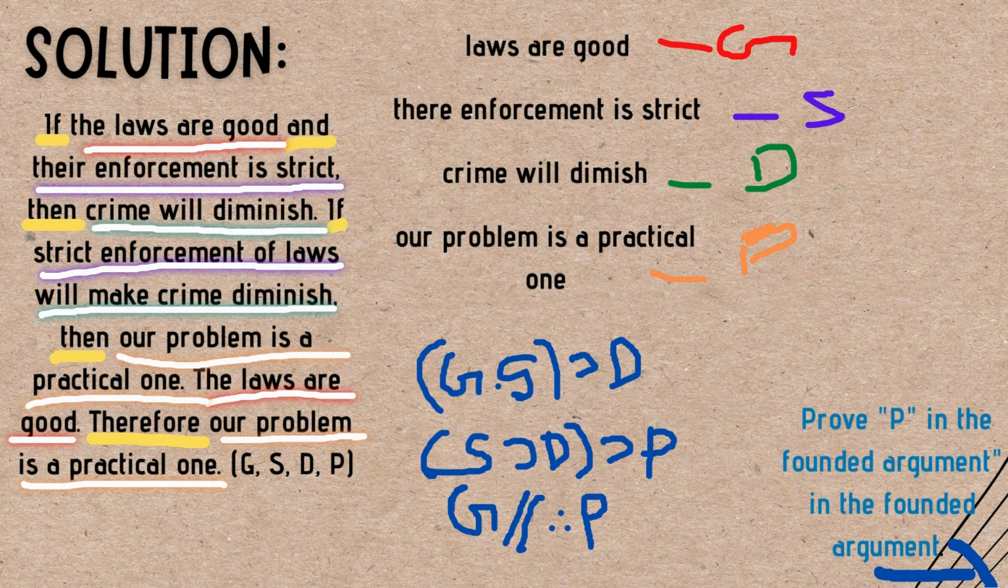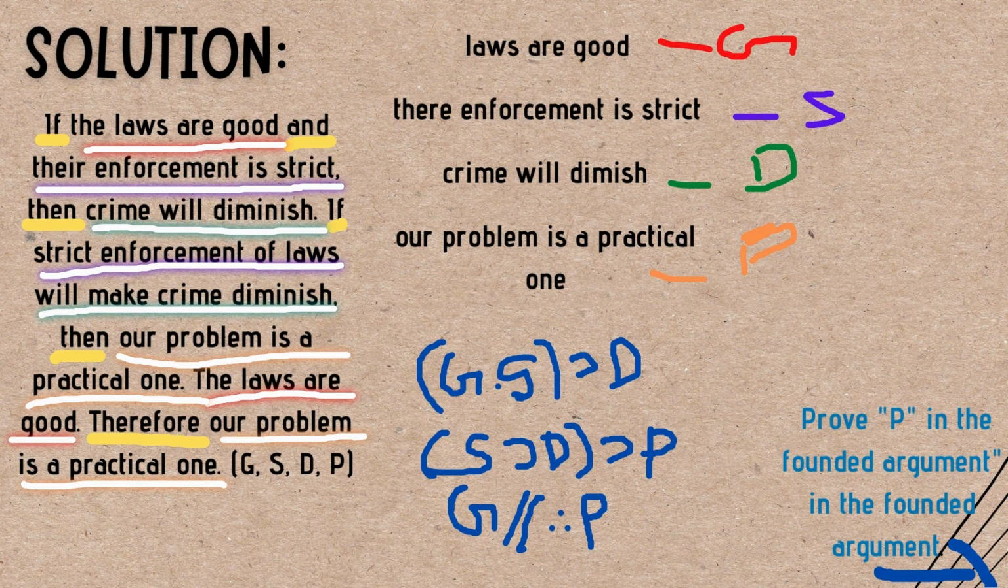So if you take the next statement, which will be the next premise, S implication D, whole implication P, is the second premise. And then the therefore, our problem is a practical one. Sorry, I left the third premise. So the third premise is G. Therefore, laws are good. There is a line like that, no? After the practical one. So we are taking the third premise as G, and therefore means it is a conclusion one. Therefore, our problem is a practical one. It is a P. So therefore P.